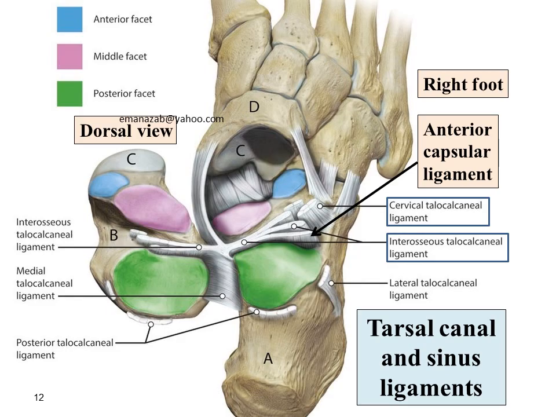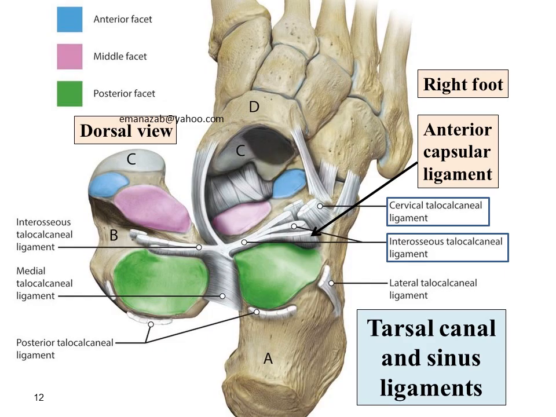Dorsal view of right foot skeleton. The talus is retracted medially, exposing the compartment of the subtalar region. This is the anterior compartment, this is the middle, and this is the posterior. The narrow tarsal canal and wide tarsal sinus contain 4 ligaments.